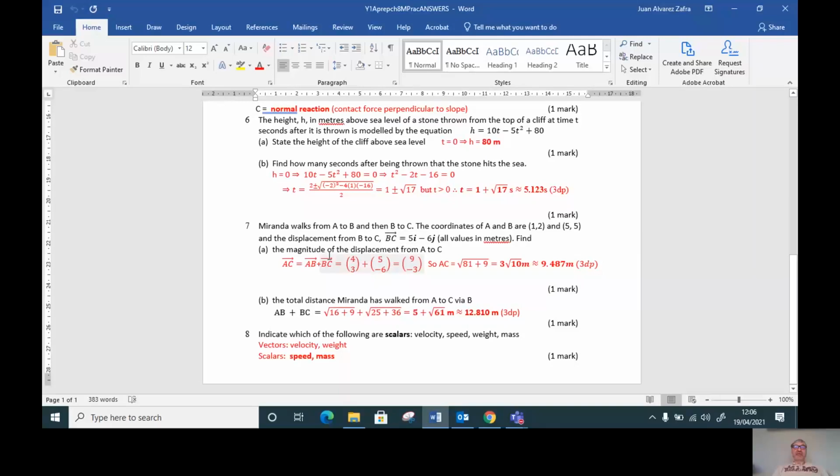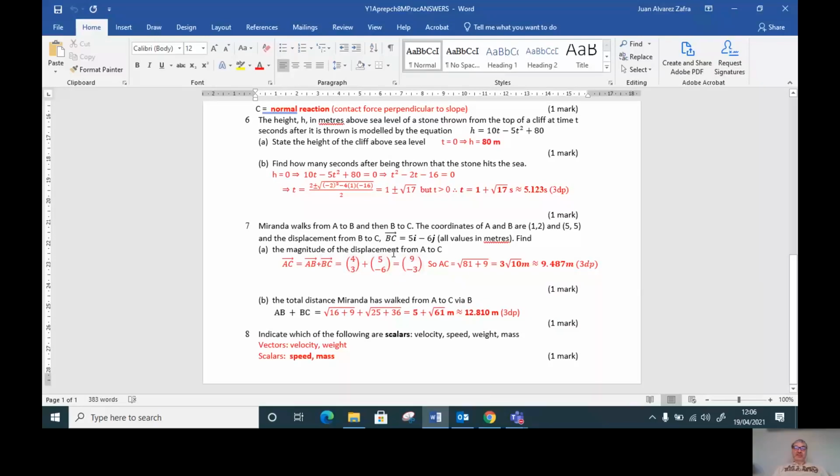Find the magnitude of the displacement from A to C. Well, displacement is a vector, so we just get the vectors of going from A to B. And going from A to B is going to be 5 minus 1, which is 4, 5 minus 2, which is 3. So the vector from A to B is (4, 3). We're told the vector from B to C is (5, -6), and if we add them together, 4 plus 5 is 9, 3 plus minus 6 is minus 3. So the displacement is (9, -3).